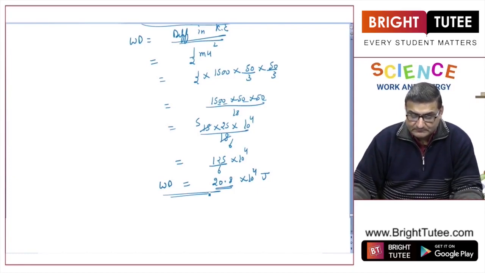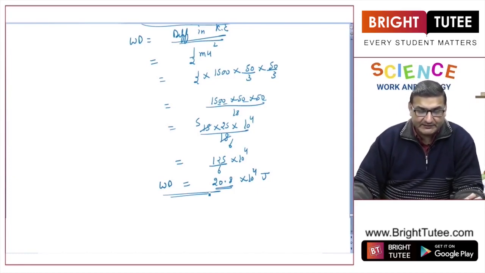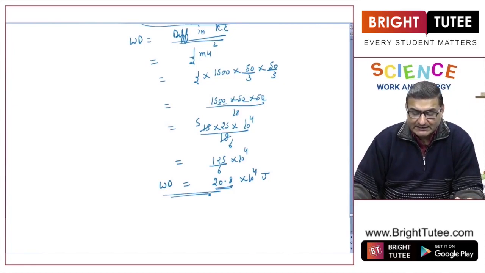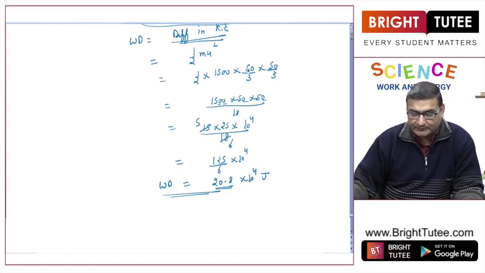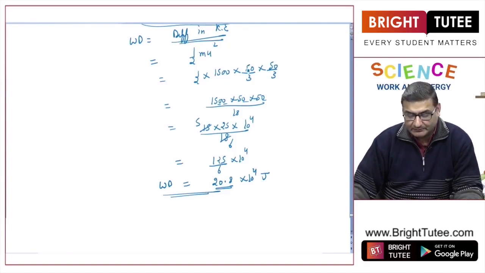Fine, got it? So we just need to remember that the work done is equal to the difference in kinetic energy. The final velocity of the body is 0 because we are stopping the car. Rest we are just simply putting all the values into it.